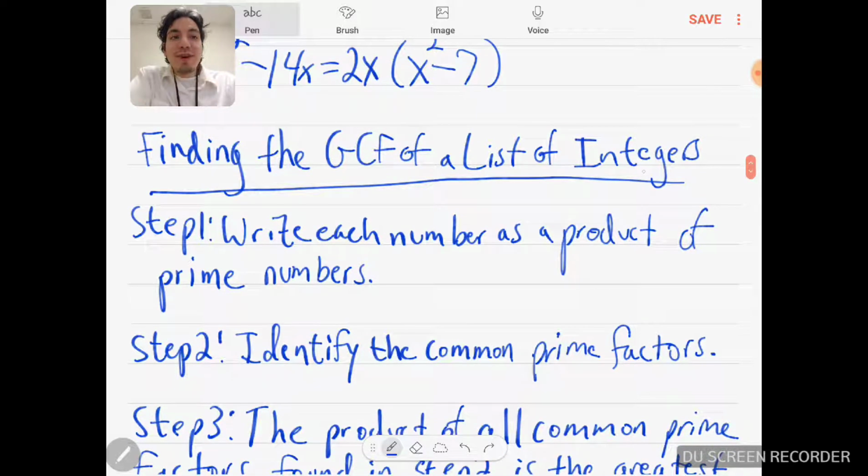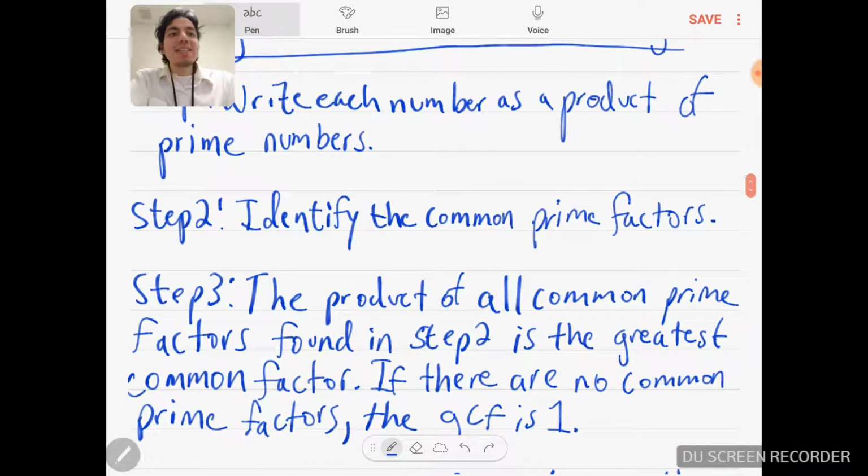Finding the greatest common factor of a list of integers. We will do it term by term. First we'll do the numbers, then the variables, and then together. Step 1, write each number as a product of prime numbers. Step 2, identify the common prime factors. The product of all common prime factors found in step 2 is the GCF. If there are no common prime factors, then the GCF is 1.